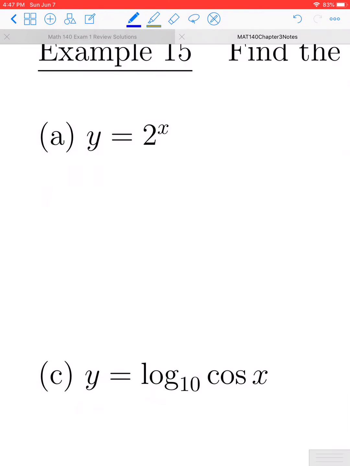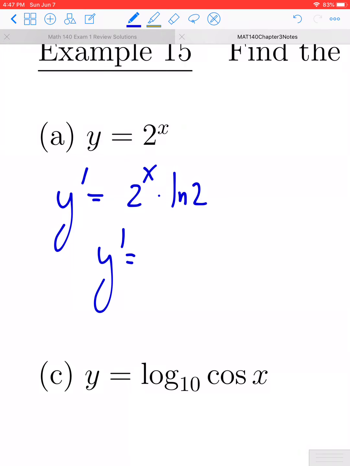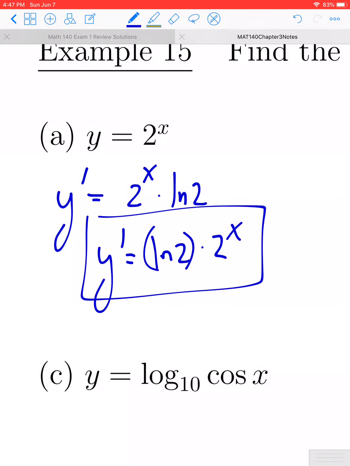Let's take a look at a couple of these derivatives. According to our brand new derivative rule, the derivative of 2 to the x should still be 2 to the x, but also with a multiplication of the ln of its base. Doesn't matter where you put it. I know the book kind of puts it out in front, so maybe I'll do the same thing too. Y prime is the ln of 2 times 2 to the x.